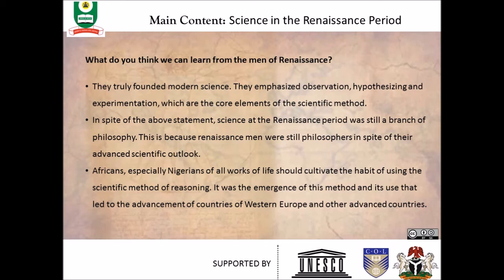2. In spite of the above statement, science at the Renaissance period was still a branch of philosophy. This is because Renaissance men were still philosophers in spite of their advanced scientific outlook. 3. Africans, especially Nigerians of all walks of life, should cultivate the habit of using the scientific method of reasoning. It was the emergence of this method and its use that led to the advancement of countries of Western Europe and other advanced countries.